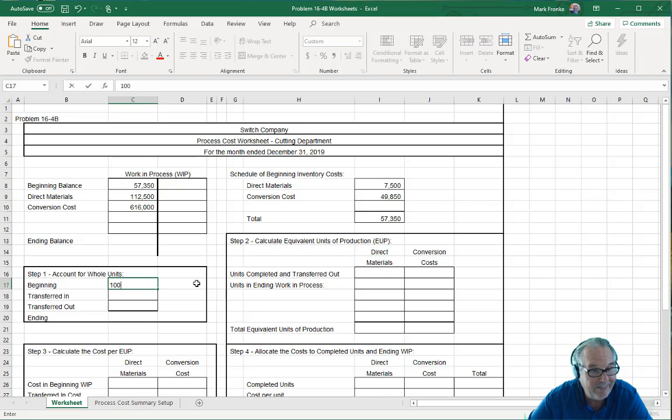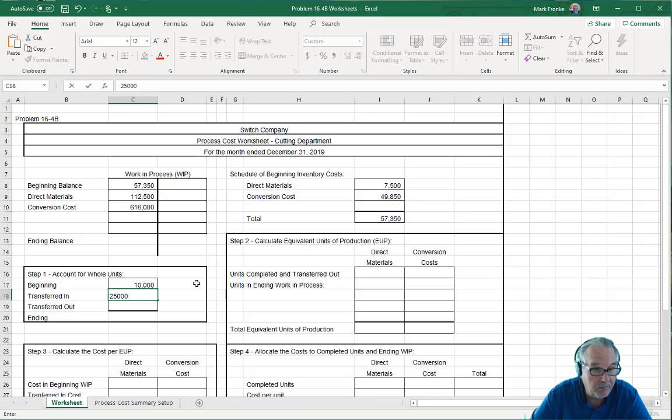So we had 10,000 units that were there at the beginning of the month. Again, they weren't complete, or they wouldn't still be in work in process. They were still in the process of being made into a product, whether it's ice cream sandwiches or hot dogs or pencils or whatever it is. There's tons of videos out there on this type of product.